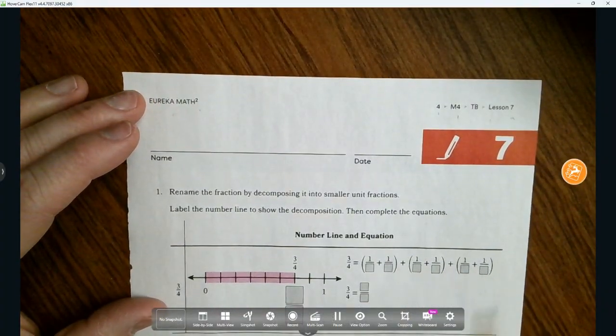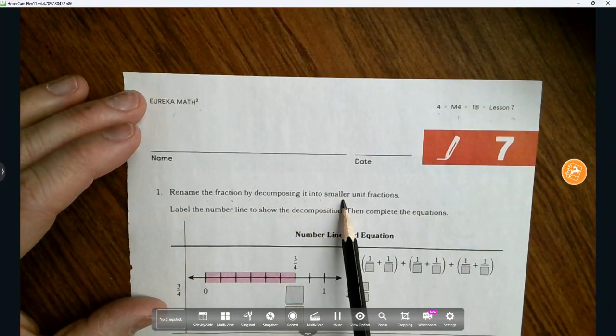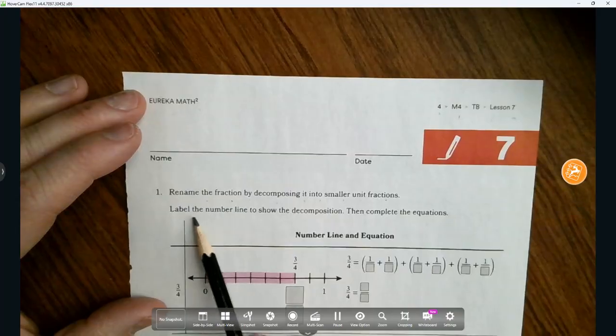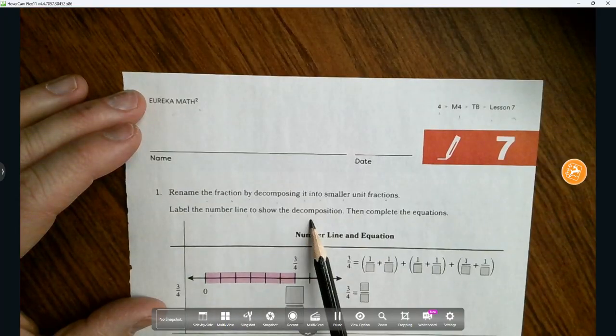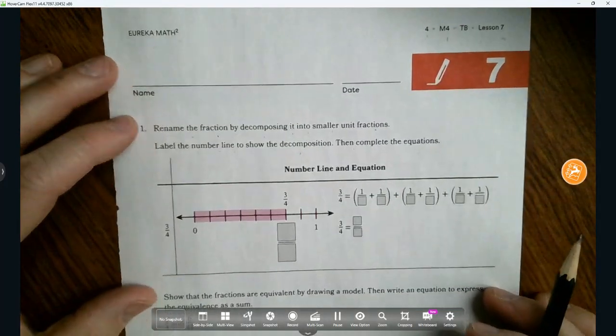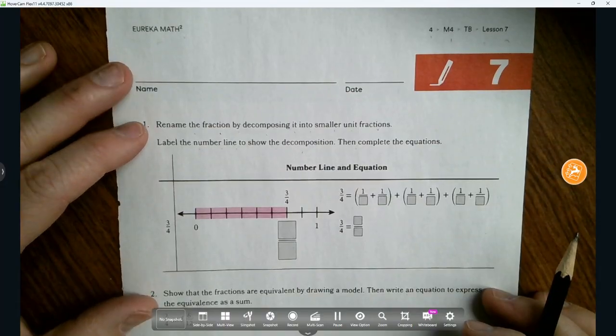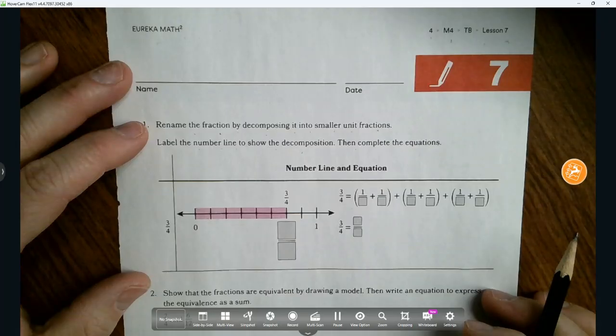All right, so we got to rename the fraction by decomposing it into smaller unit fractions. Label the number line to show the decomposition, then complete the equations. All right, so this sounds trickier than it is. We're not going to let it trick us, okay? Not going to let it trick us because they're already kind of helping us out.